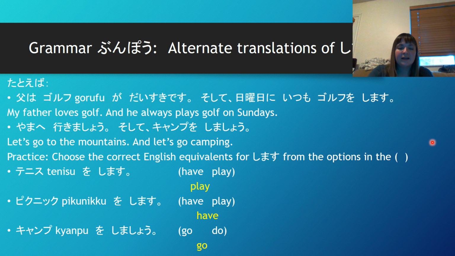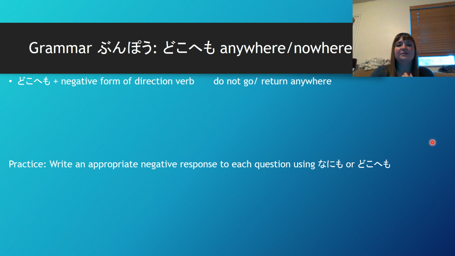Okay? Hai, suzukimashou. Okay, so our last little bit of grammar today is talking about dokoemo. Okay, so this means anywhere. In English, we say anywhere. In Japanese, it literally means nowhere, right? And in Japanese, if you remember from Japanese 1, we have a lot of double negatives, right? I don't go nowhere. That is perfectly fine to say in Japanese.